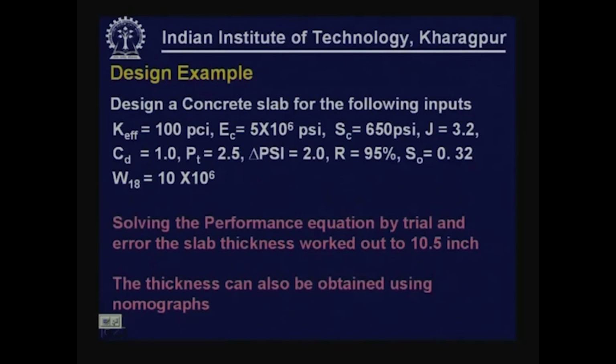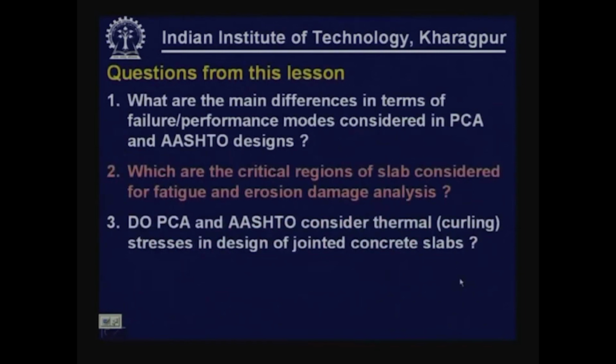Solving the performance equation by trial and error, the slab thickness worked out to be 10.5 inches. The thickness can also be obtained using nomographs. Let us take a few questions from this lesson.